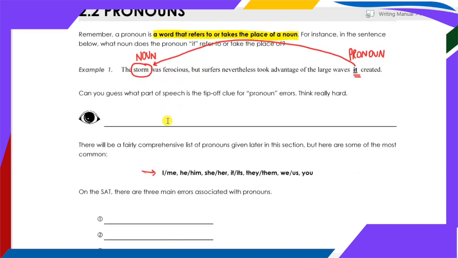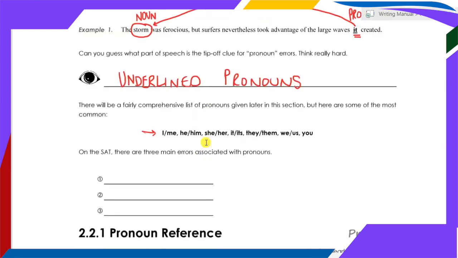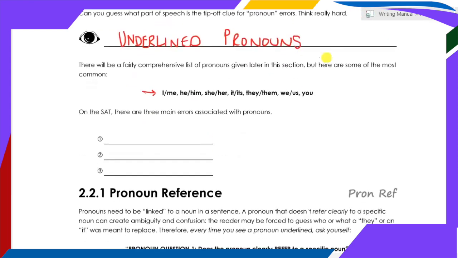Now the tip-off clue for pronouns, I will give you one guess what the part of speech is that indicates that a pronoun rule might be being tested. Give up? Okay, it's underlined pronouns. So that is your overall tip-off clue for pronoun rules. If you see a pronoun underlined, and again, here are some examples of pronouns, if you see an underlined pronoun, there are 3 rules that you're going to need to check. Let's jot them down now.